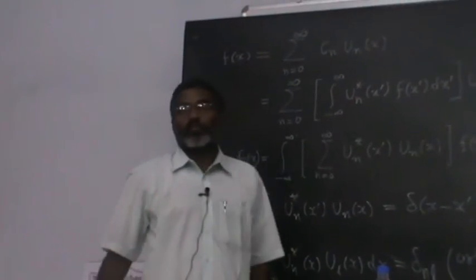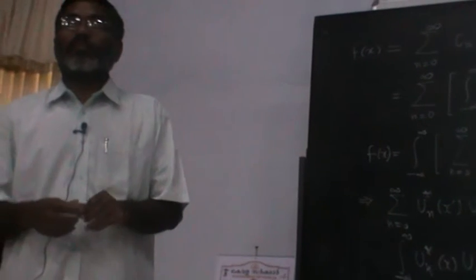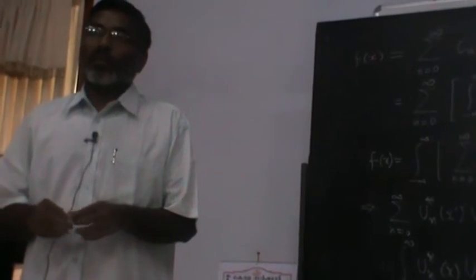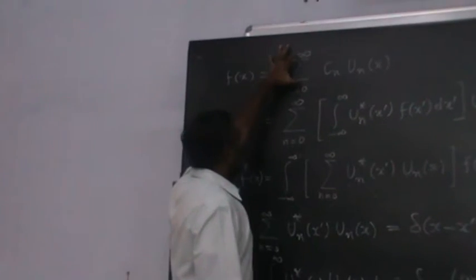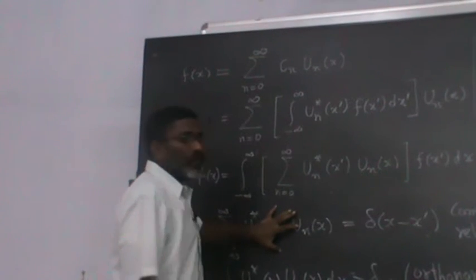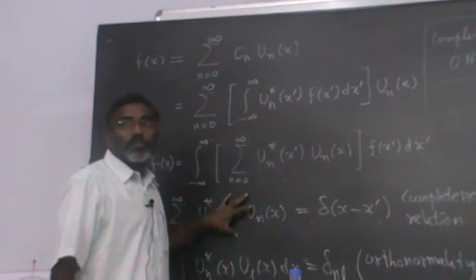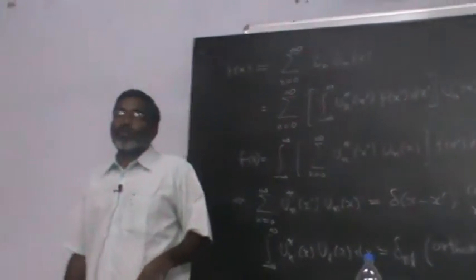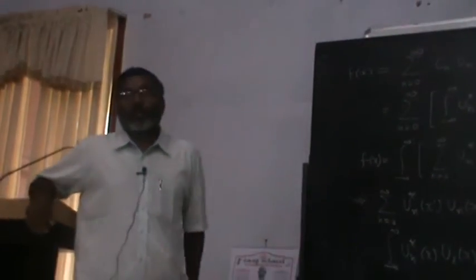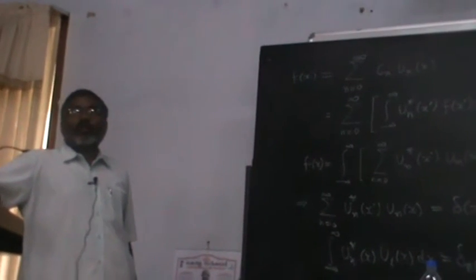Why do you have to take an infinite number of bases and coefficients? If I don't, for any finite number of these terms, this relation will not be satisfied. It will not be equal. You cannot write equal. You can write equal only if it is infinity.